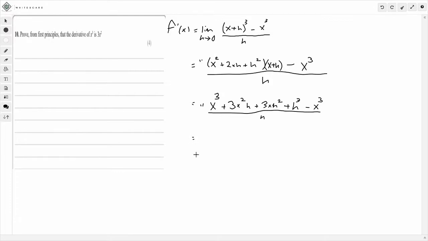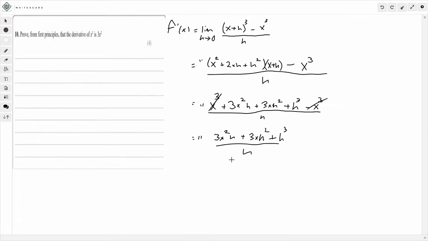Right. Well, hopefully it's clear to see that this x cubed here is going to cancel with this x cubed here, right? So what I'm going to get left with is the limit as h tends to 0 of 3x squared h plus 3x h squared plus h cubed, all over h again. Right, we're nearly there, guys.